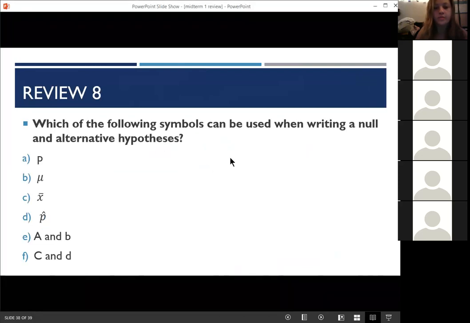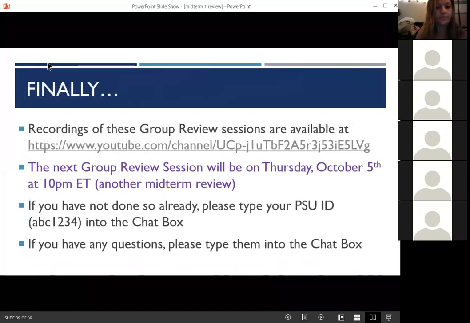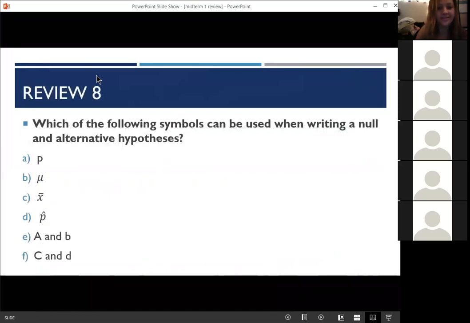Okay, one more. Which of the following symbols can be used when writing a null and alternative hypothesis? This is just to make sure we have a good grasp on what different types of symbols we can use. Okay, there we go. Try this one out.